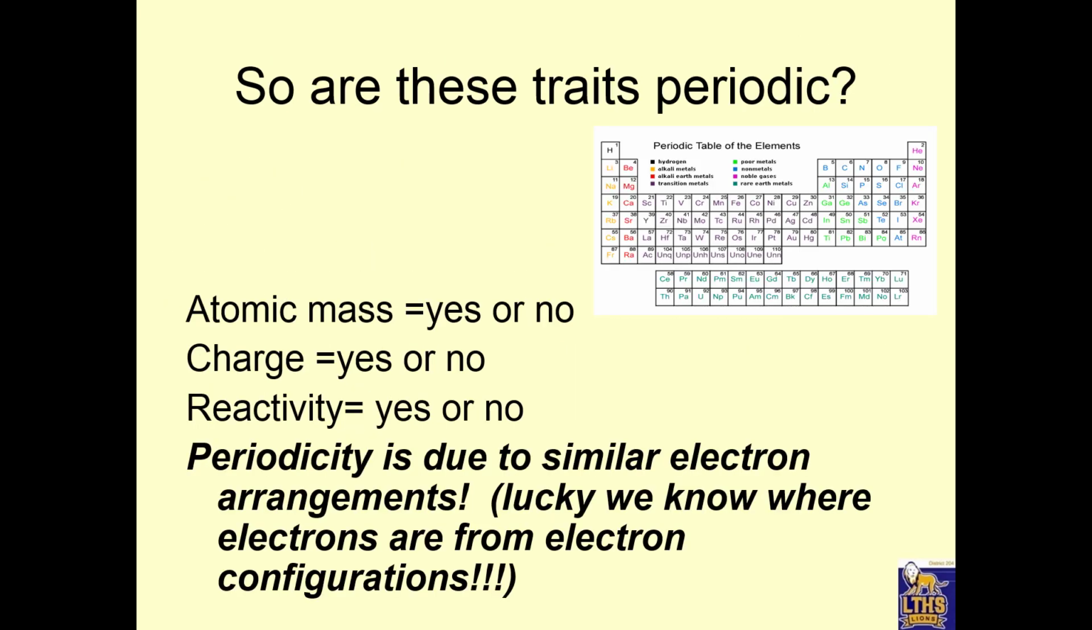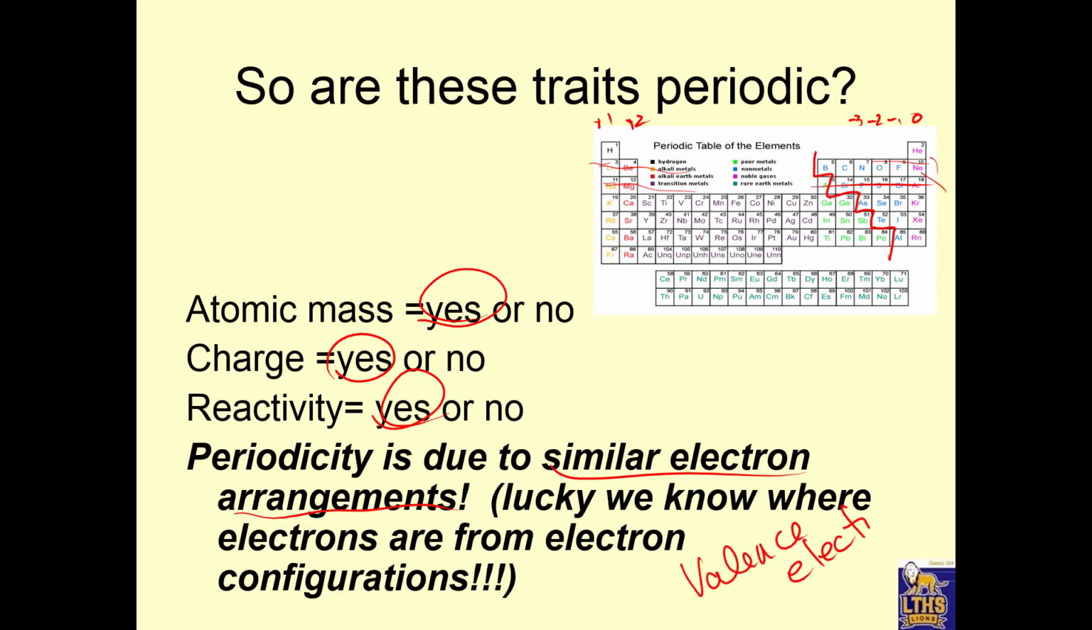So, are these traits periodic? Atomic mass: if I go across this way, atomic mass increases, and then it increases that way. Charge: +1, +2, 0, -1, -2, -3. We go across this way, and then we go again across the next period, and the charges repeat. Reactivity: as you go this way, you see a pattern, and then in the next row, you see a pattern. All right. So periodicity is due to similar electron arrangements. We spent a lot of time talking about where the electrons are, the electron configuration, and it's valence electrons that help us predict how things are going to react and how they act.